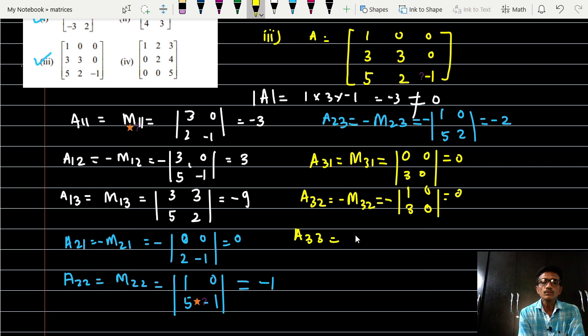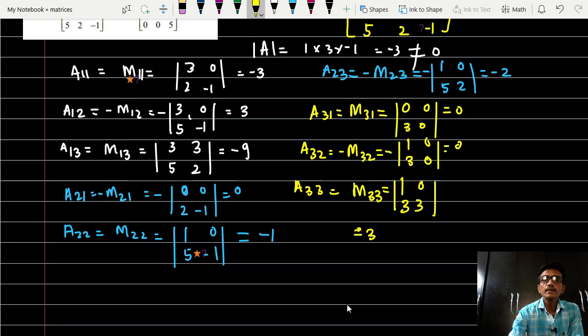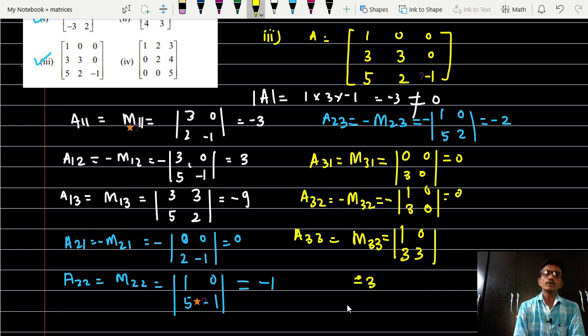A33 will be equal to M33, which is equal to the value of this determinant with the third row and third column deleted: 1, 0 and 3, 3. What will be the expansion? The expansion is equal to 3. Yes, we are getting all the cofactors. After getting the cofactors, we write the adjoint of a matrix. So how to write the adjoint of a matrix?